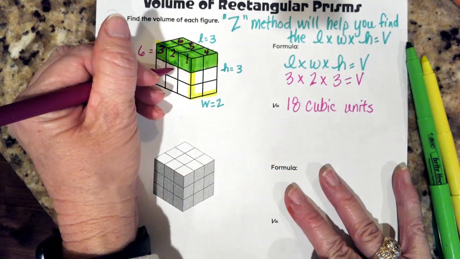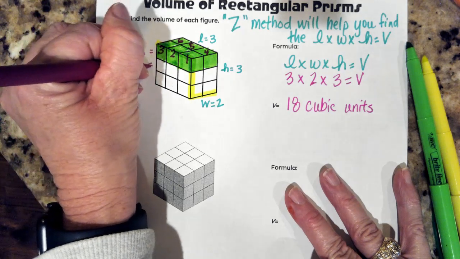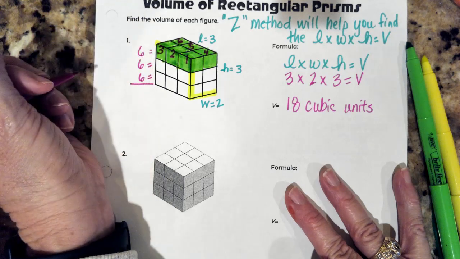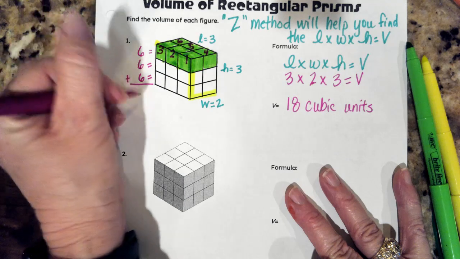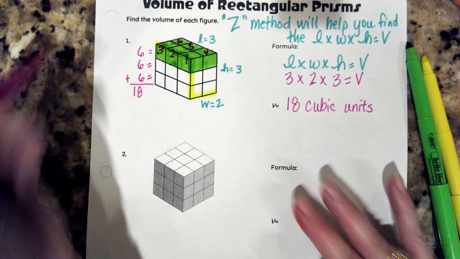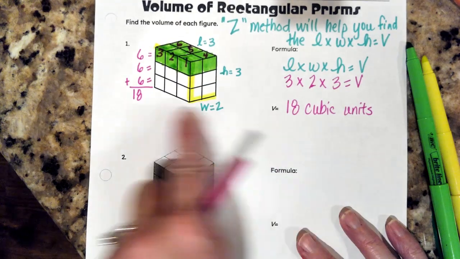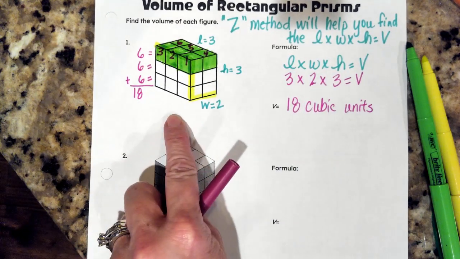Because all the layers are the same, the layer below it is 6, and the layer on the bottom is 6. If I put all of those layers together, 3 groups of 6, I will get 18. So I'm able to check myself and confirm that yes, this figure, this rectangular prism, is 18 cubic units.